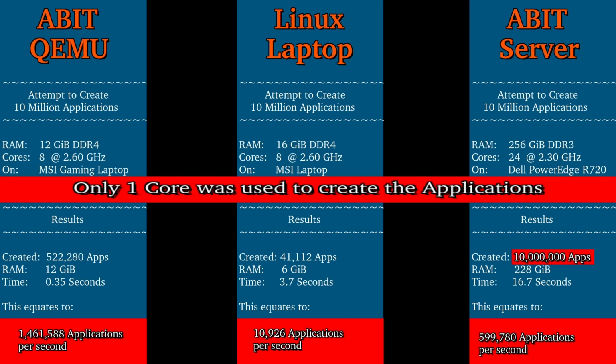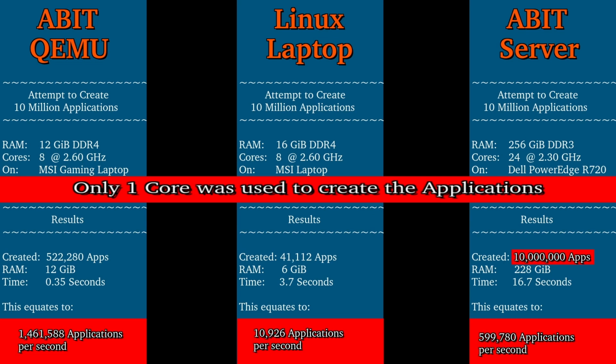The A bit QEMU and the Linux laptop were exactly on the same device, so on an MSI laptop. The only difference is the number of applications created per second and the number of applications created. The A bit server had DDR3 memory compared to the MSI laptop, which had DDR4 memory. The memory is a lot slower on the A bit server. It created 10 million applications in 16.7 seconds, which equates to roughly 600,000 applications per second.